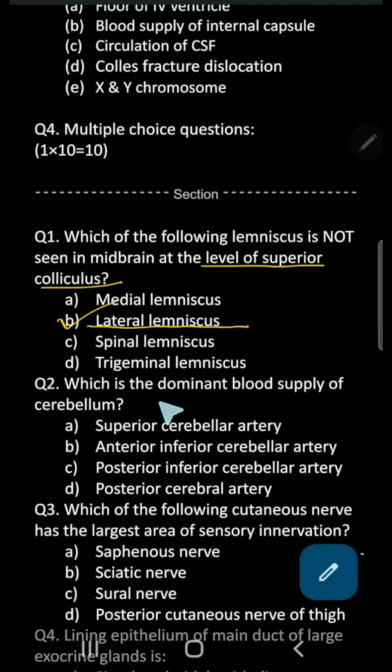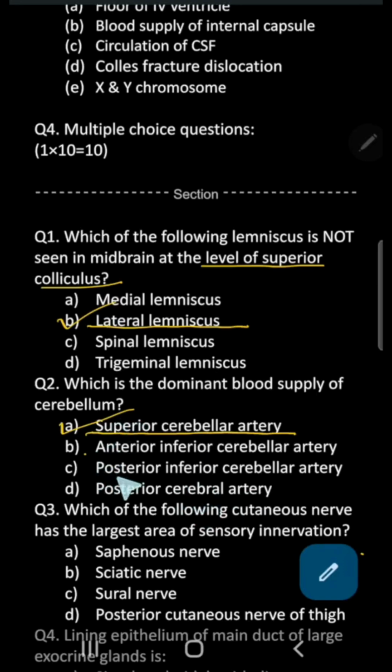MCQ number 2, which is the dominant blood supply of cerebellum? Superior cerebellar artery, anterior inferior cerebellar artery, posterior inferior cerebellar artery, posterior cerebral artery. So remember that major portion of the cerebellum is being perfused by this artery, superior cerebellar artery. In case they ask which artery provides the minimal blood supply to the cerebellum, then your answer will be anterior inferior cerebellar artery, which provides the minimal blood to the cerebellum out of the 3 arteries.